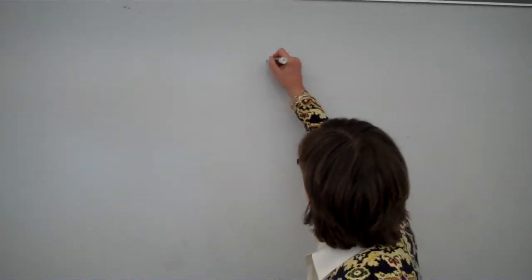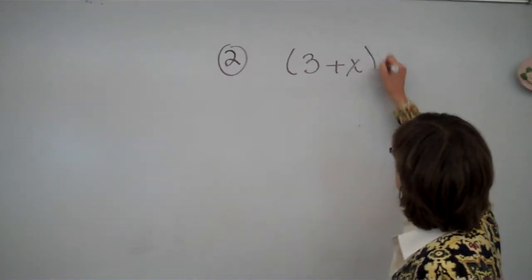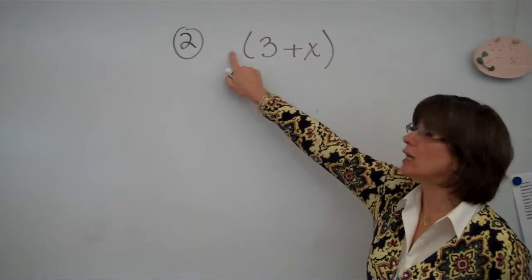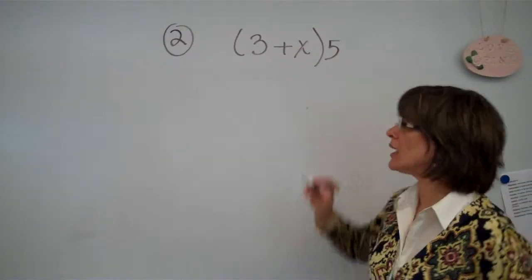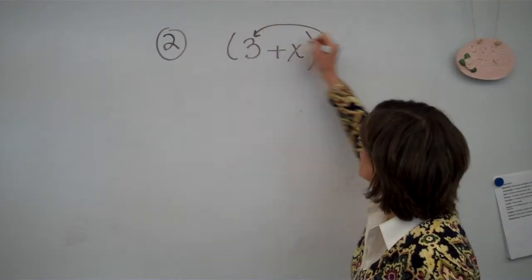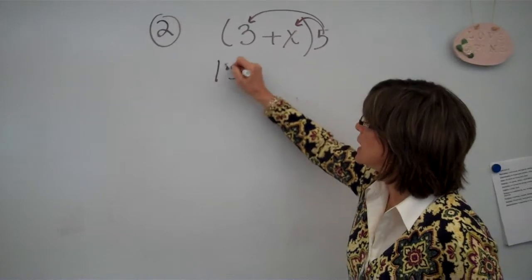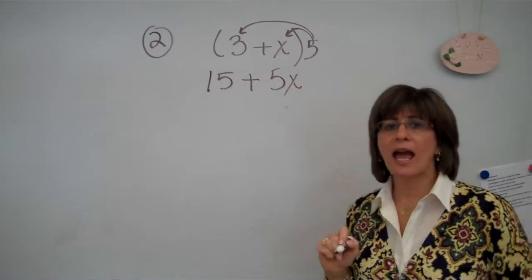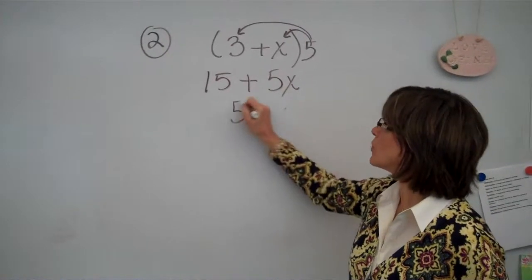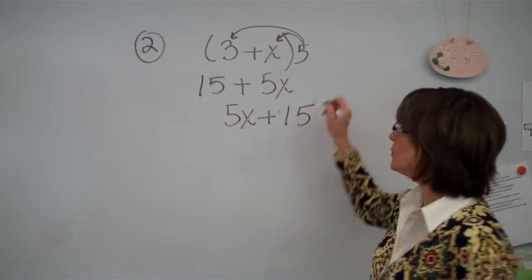All right, so let me show you another type, and it's the same exact idea, but instead of putting the number here, I'm going to put it here. I'm still doing the same thing. I'm still distributing it here and distributing it here. So 5 times 3 is 15, and 5 times x is 5x. And I want to switch them around to have the correct order, 5x plus 15. That would be my answer.